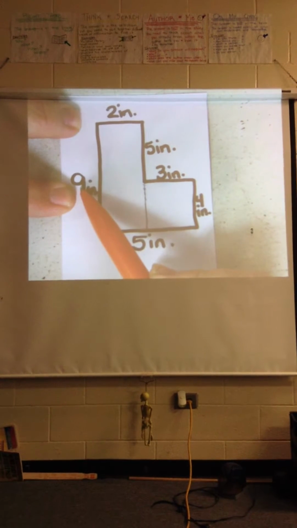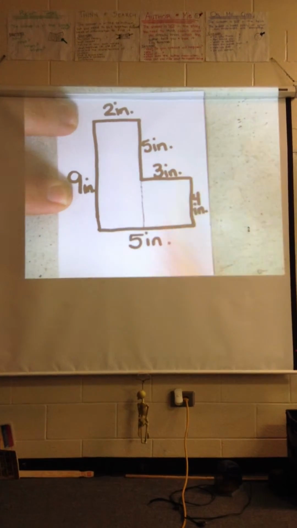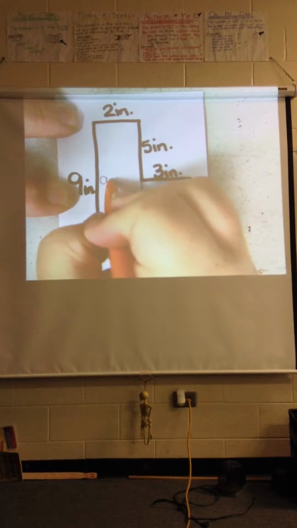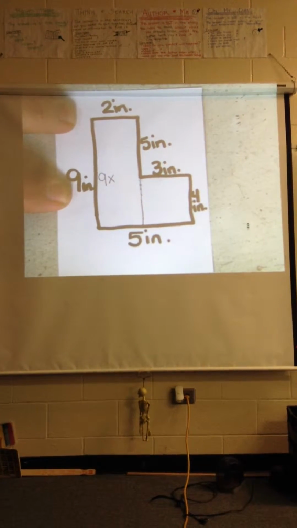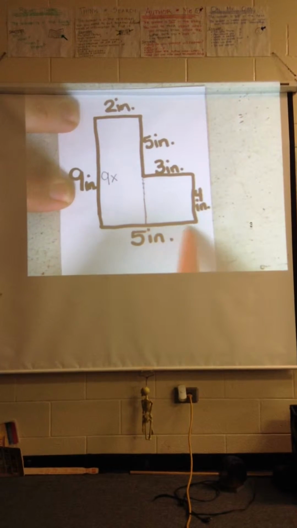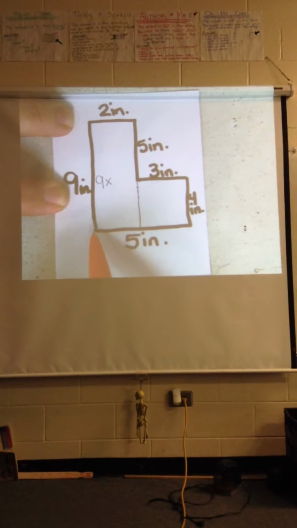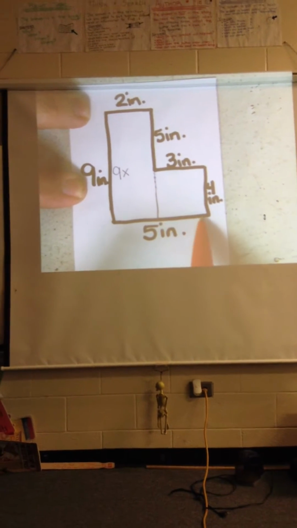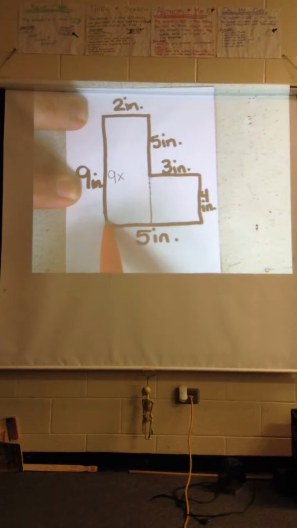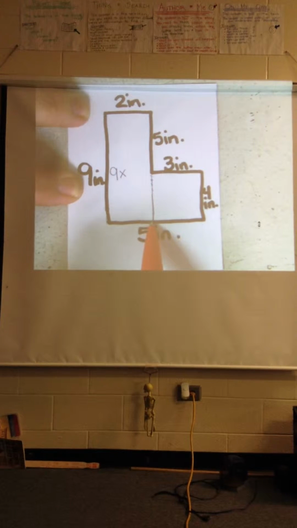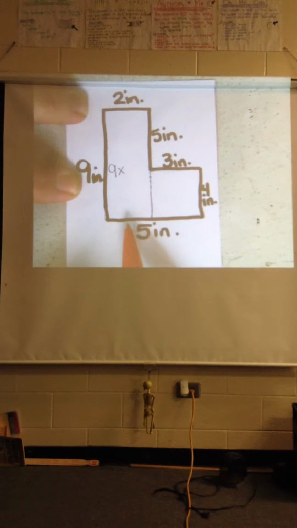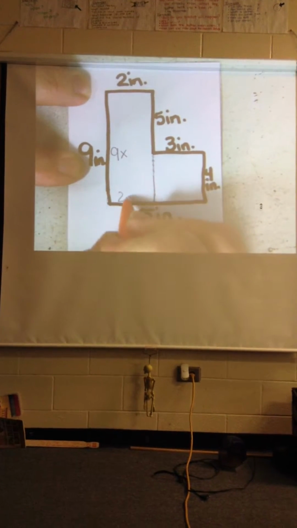The area of this rectangle would be the length, which is 9 inches, times the width. Now there's where you have to be careful. You have to make sure that you're not using this 5. This 5 inches tells you that's the length from this corner to this one. But if you look up here, I'm only looking from here to here. And I have it labeled right there. Opposite sides are equal, so that means if I needed to, I could put 2 inches right here.